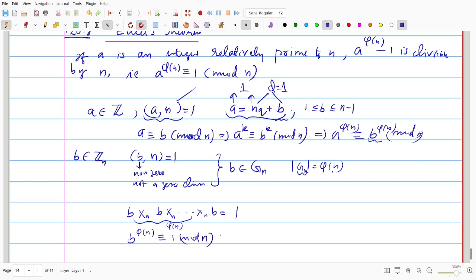If we substitute this equation in the earlier one, since b raised to phi of n is 1 mod n, then we can say that a raised to phi of n is congruent to 1 mod n as well. So this proves Euler's theorem.